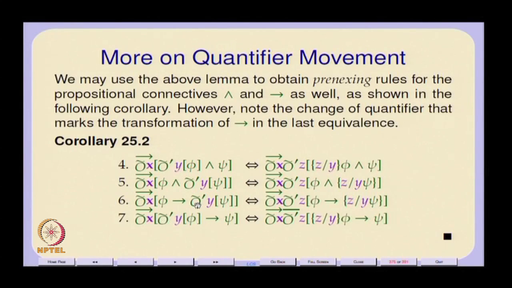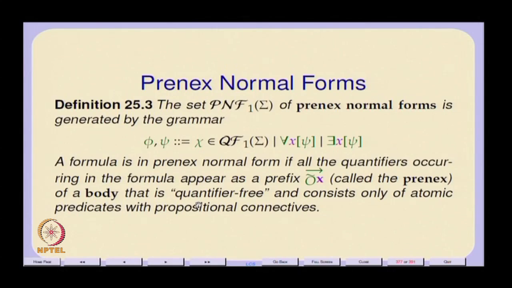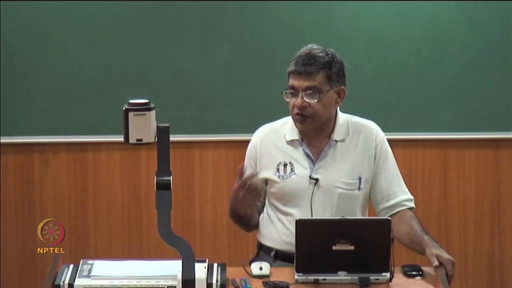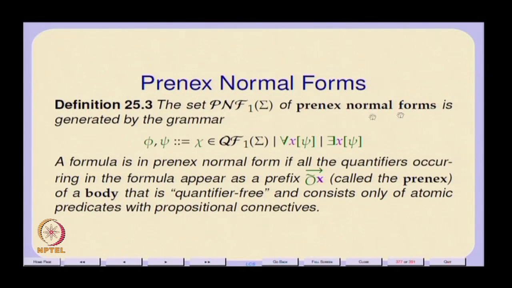There is no similar logical equivalence for the biconditional, or no obvious logical equivalence for the biconditional. Anyway, what this means is that now we can define a sublanguage of the full language of first order predicate logic called the set of Prenex normal forms. You take any formula chi in the quantifier free subset of first order logic, that is QF1 of sigma, and then you can keep adding quantifiers to the left.